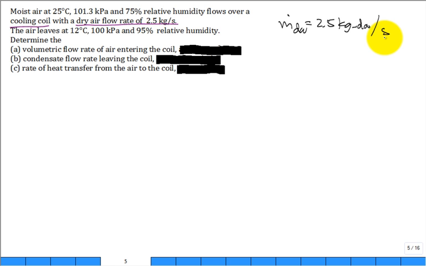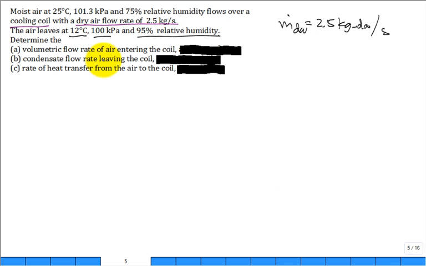Is the moist air mass flow rate going to be a little bit above that or a little bit below that or precisely the same? You're going to add vapor to it. So it'll be a little bit above it, won't it? The total mass flow rate of the moist air is going to be a little higher because of the vapor added to it. Okay. The air leaves at 12 C, 100 kilopascal, 95% relative humidity.